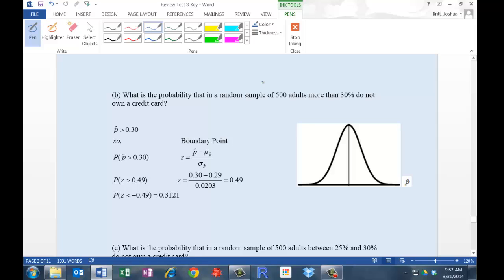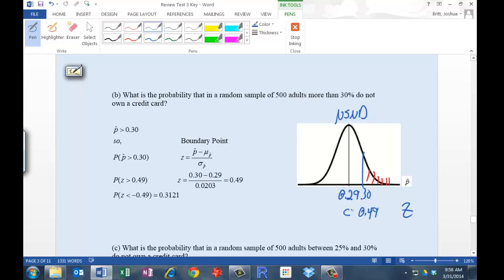What's the probability that in a random sample of 500 adults, more than 30% do not own a credit card? So that's p hat more than 30%. The mean is 29 from above and 30.3, and then we shade in all this. So that's the proportion we want. So p hat is greater than 30. This is non-standard normal, so we convert it into a standard z-score using p hat minus the mean over sigma. So we get 0.49.